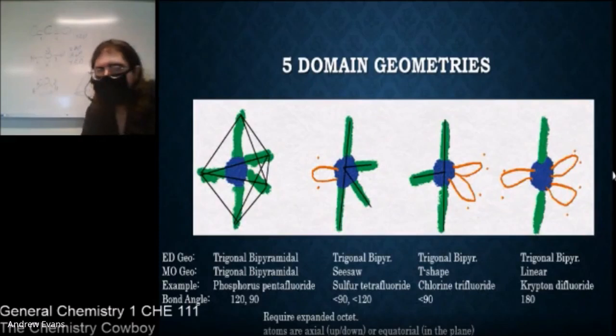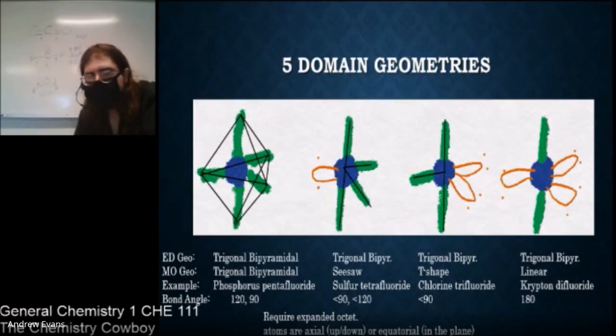Now five, a little bit weirder. So trigonal bipyramidal. First, what does that even mean? Trigonal, a triangle. Pyramidal, it's a pyramid. So the bipyramidal means it's two triangular pyramids. Arranged like it is, it's a triangular pyramid on top and a triangular pyramid on bottom. You put them base to base and they fit together to make that trigonal bipyramidal.